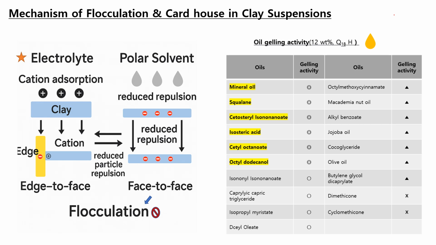This slide is edge-to-face and face-to-face activation. First, in edge-to-face activation, the edge is positively charged. The edges are attracted to a negatively charged face, forming a card house network via electrostatic interaction. Second, in face-to-face interaction, the negatively charged surfaces align in parallel and aggregate through van der Waals forces or reduced repulsion, leading to flocculation.